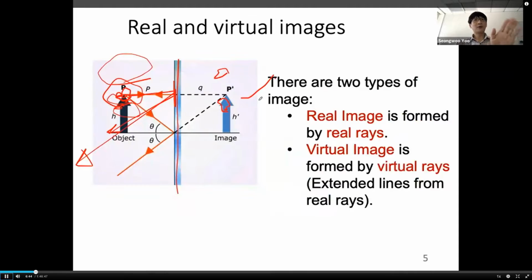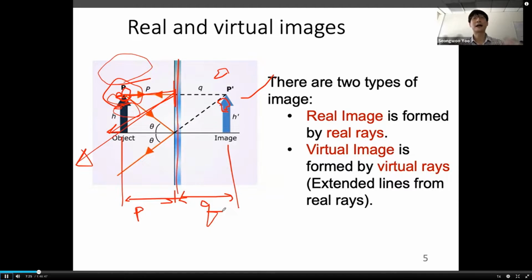Before that, I also want to define two more quantities. Here, the distance between the object and the mirror, the optical element, is denoted as P. And the distance between the image and the mirror is denoted as Q. This is standard in our textbook, P and Q. I know that some other textbooks use U and V instead, but as long as you understand the definition of all those symbols, that should be fine.